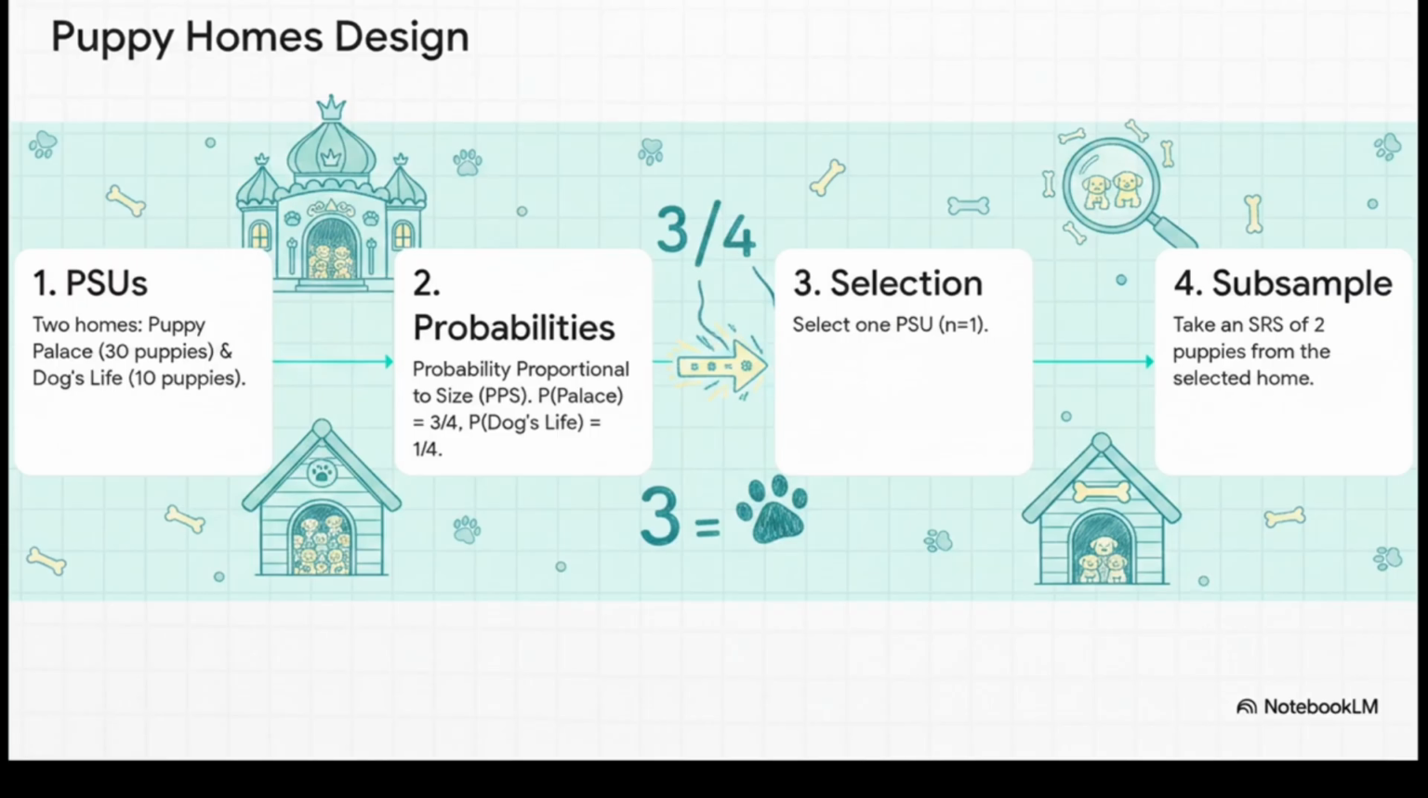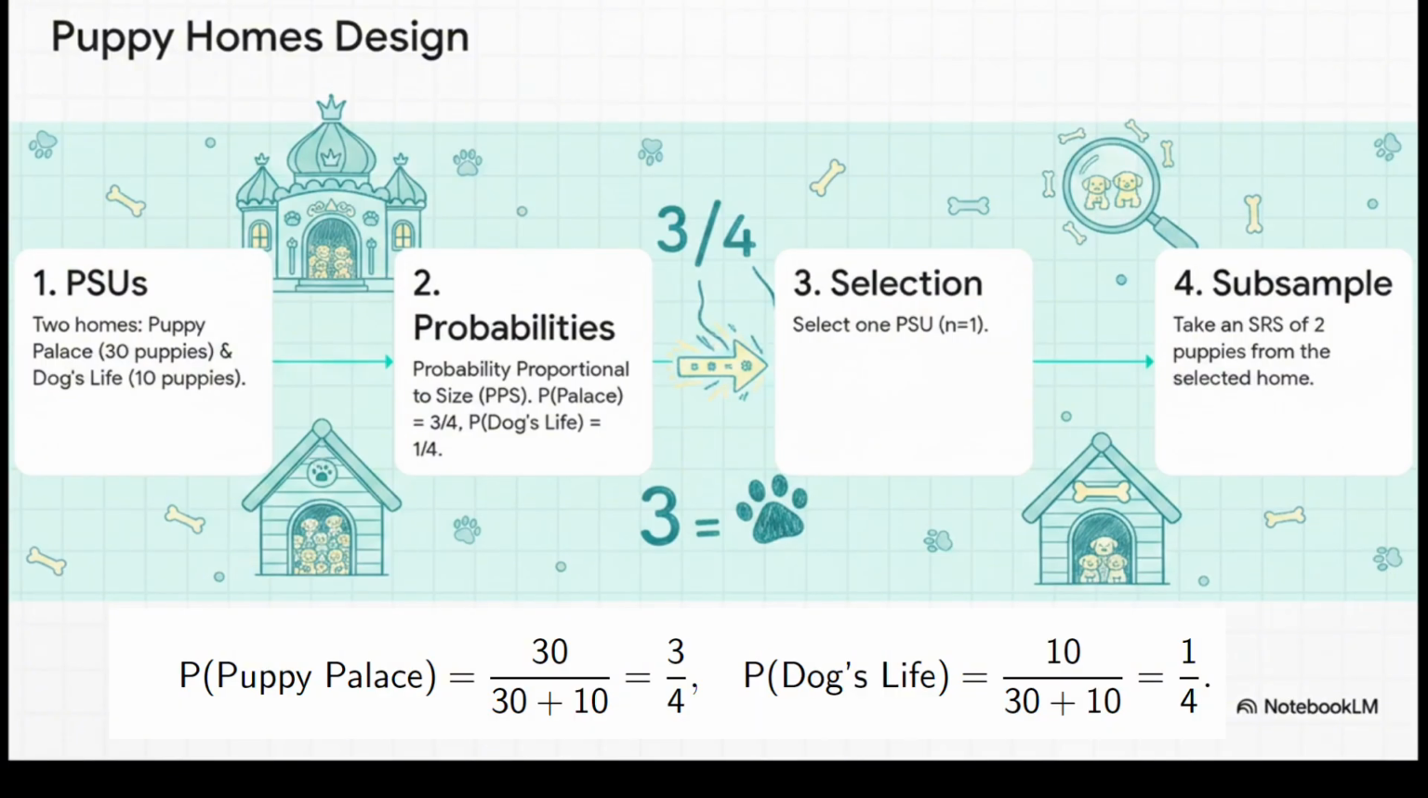Estimate the average number of legs per puppy. So we're going to sample just one home, but the probability of picking it will be proportional to its size. That means Puppy Palace has a 3 out of 4 chance of being picked. Then, whichever home we choose, we'll just take a simple random sample of 2 puppies.